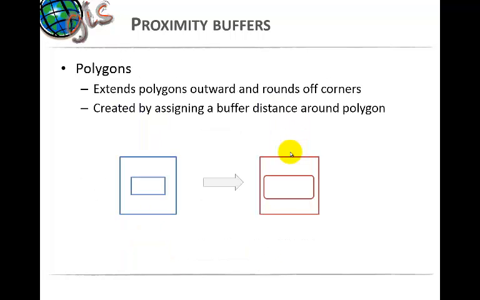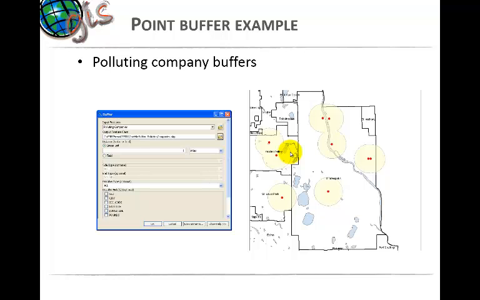So for points, circular buffers will be created, and for lines, it looks like a worm based on the line feature. For polygons, you'll get rounded polygon buffers around them, with sort of cut off edges, because the distance is always maintained from the edge of the polygon. And then let's look at an example. It'll make more sense if we do this.